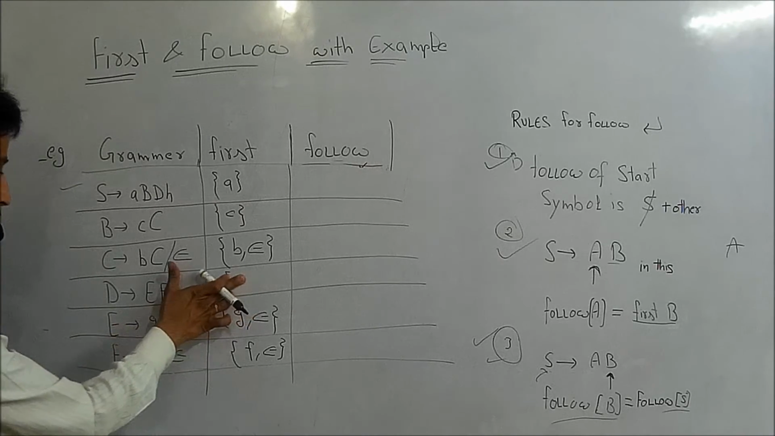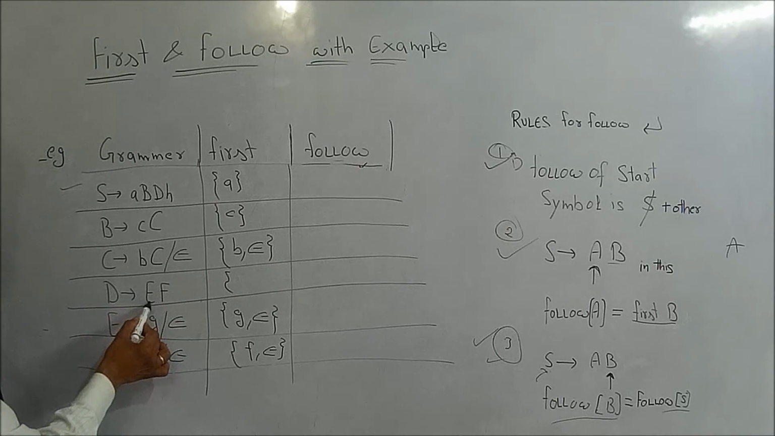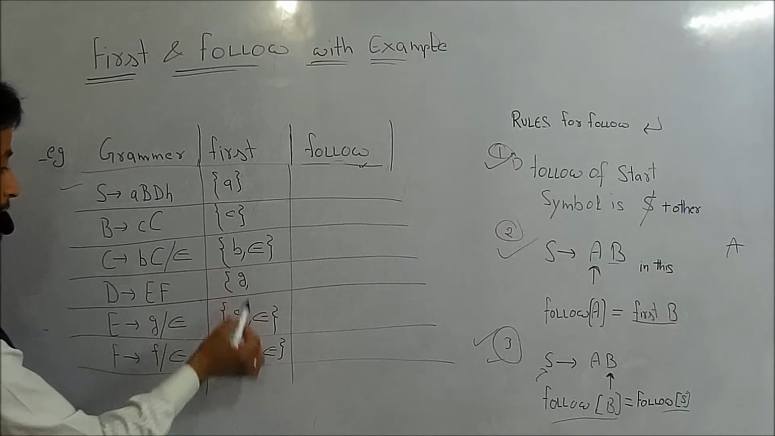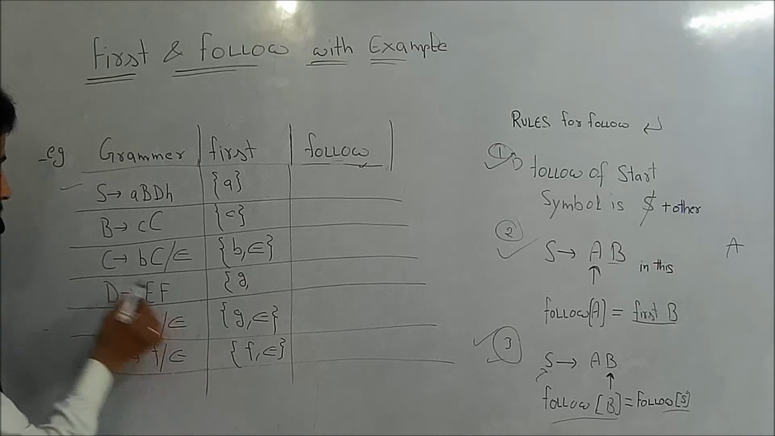So now I will calculate the first of this. For calculating, the first of D is first of E. The first of E is g and epsilon. So I will not write epsilon here, I will just put the value of epsilon here.